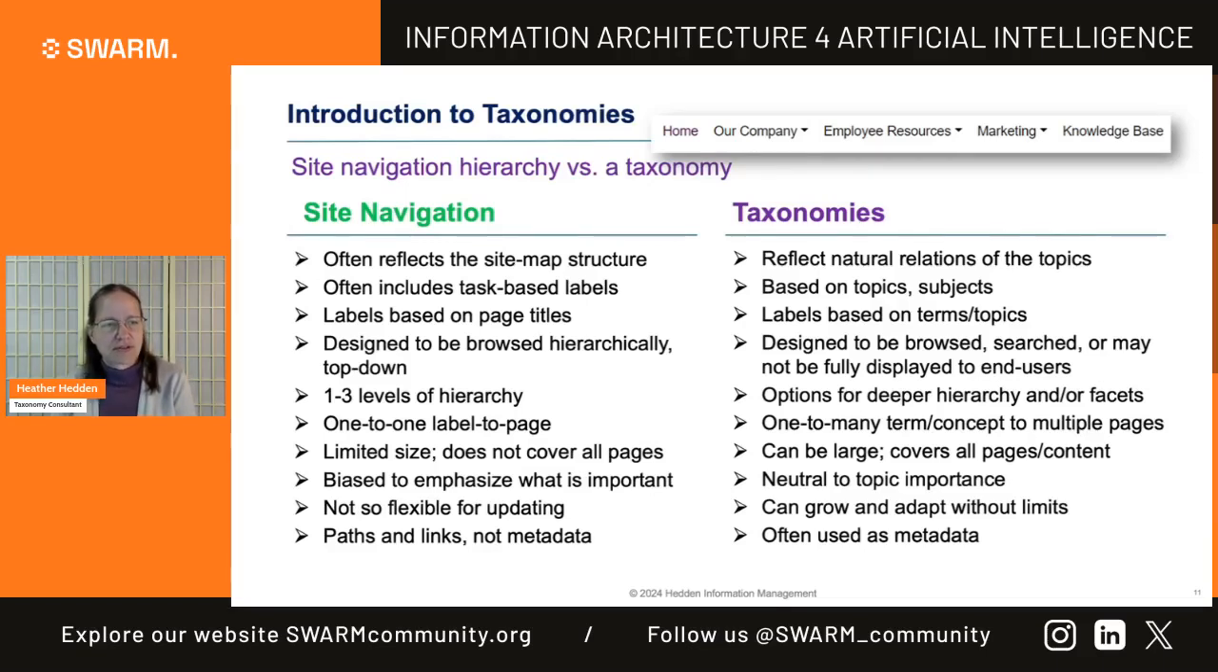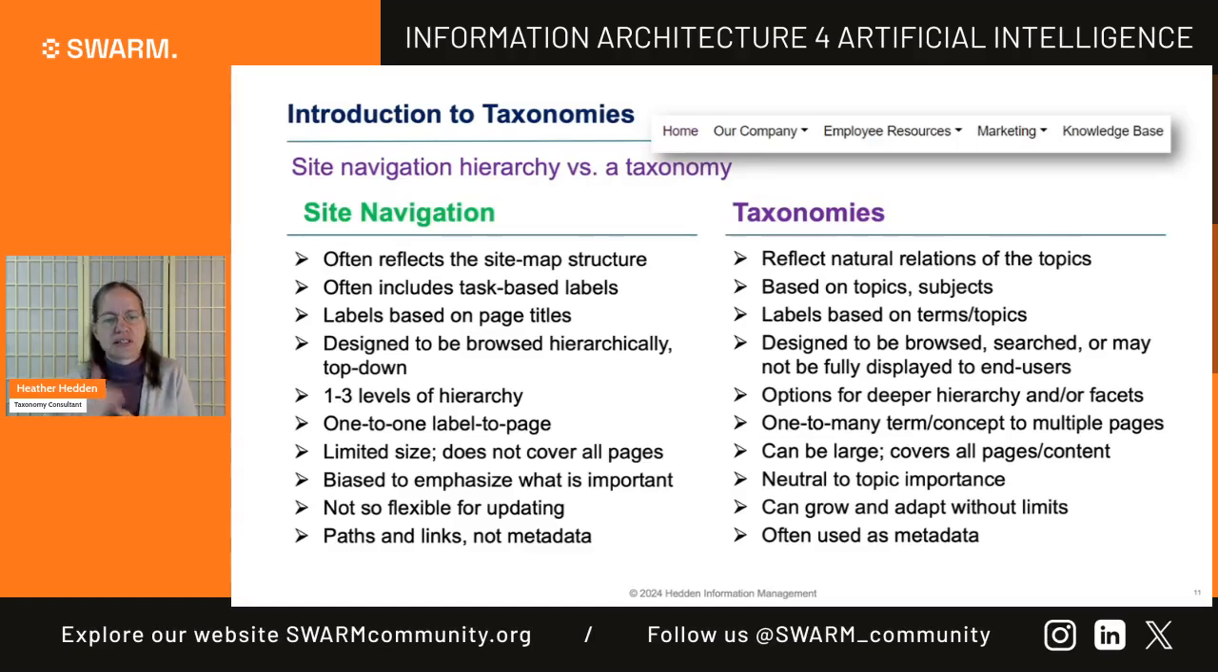There's a more detailed comparison here with site navigation, because I know some of you who are involved in information architecture are particularly familiar with the site menus and navigation. And while a taxonomy is similar, it's also different. Because the site navigation often reflects the structure, whereas the taxonomy isn't the structure of the site, it's the relationship of these terms or topics to each other, which could have no relation to the organization of the site. I mean, there may be, but it's not based on that. The site navigation often includes task-based labels, activities, whereas a taxonomy has topics, subjects, things. Site navigation has labels that are based on the page titles, whereas in taxonomy, the labels are just the terms, the topics, what people are interested in.